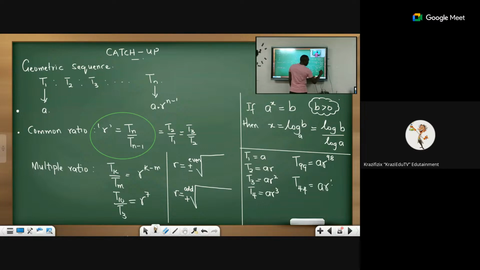AR to the power of 43. There's a question I'm looking for. I don't remember where it is, but I'm going to try to create it today.